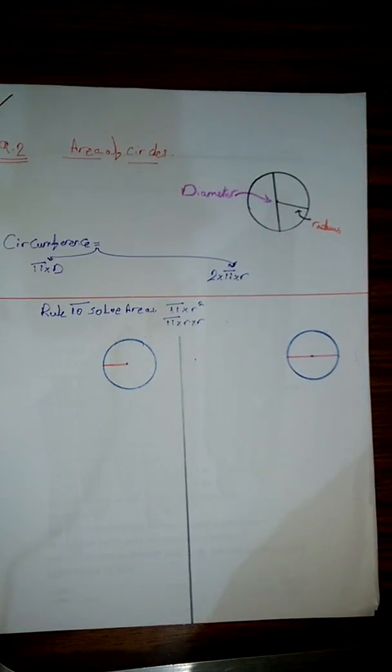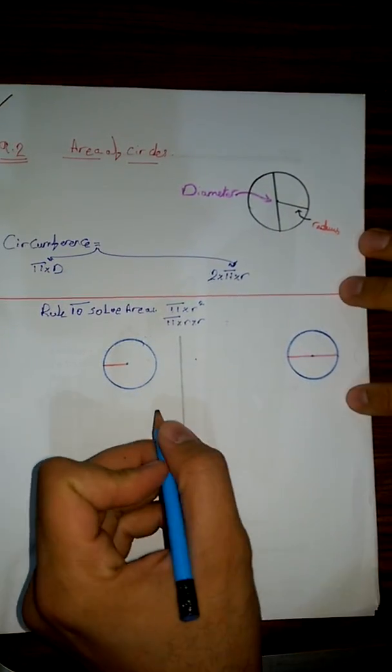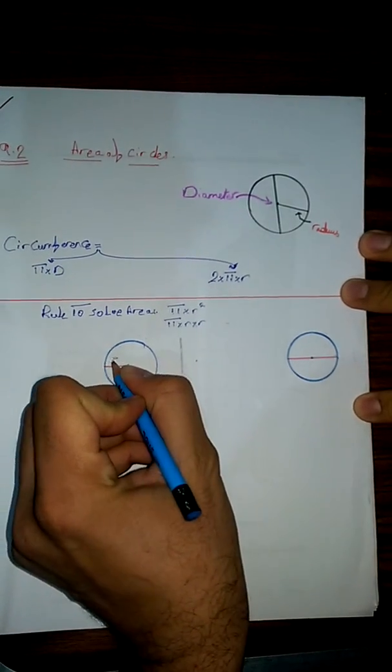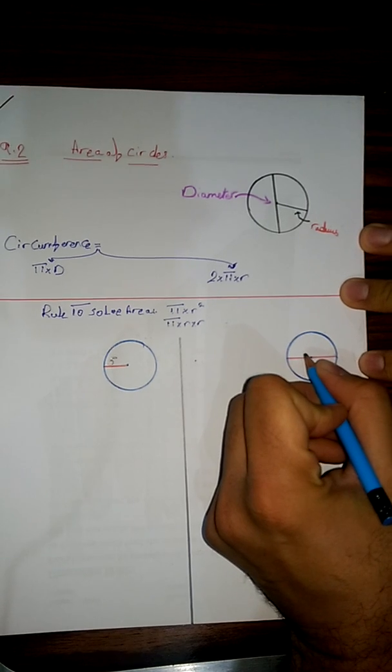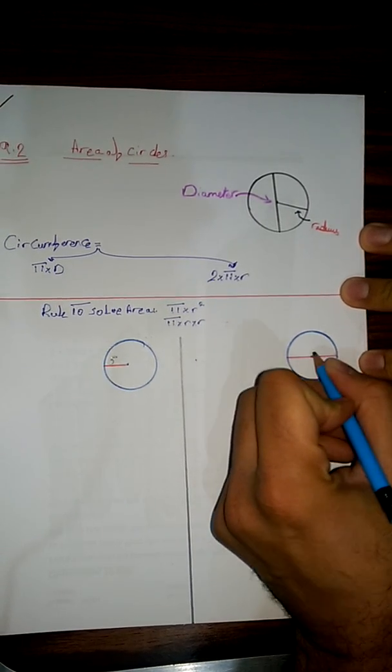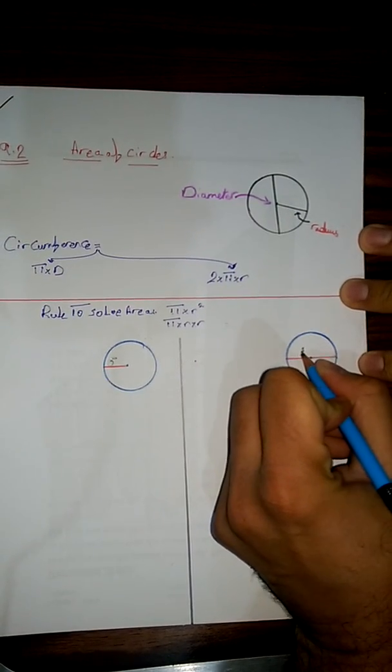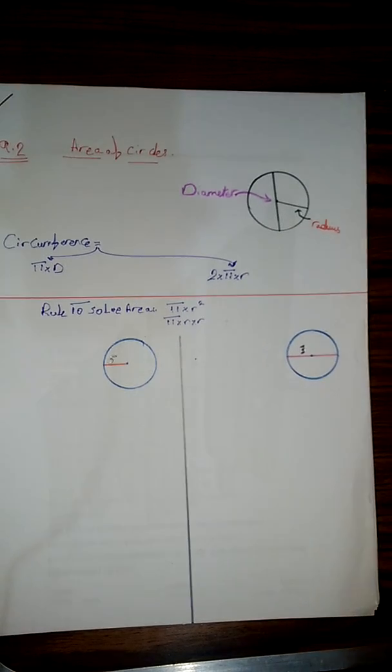Here we have a radius of 5, and here we have a diameter of, let's say, 3. So if I want to solve the question, as we said before, to find the area of the circle, we just need one rule.